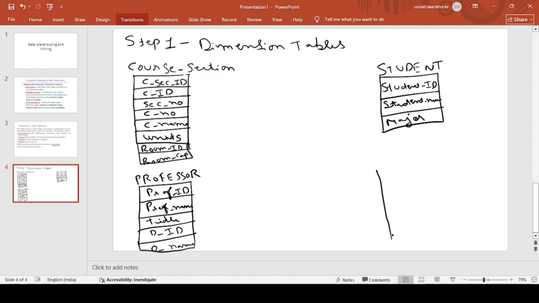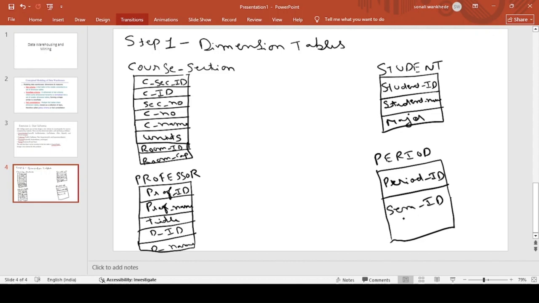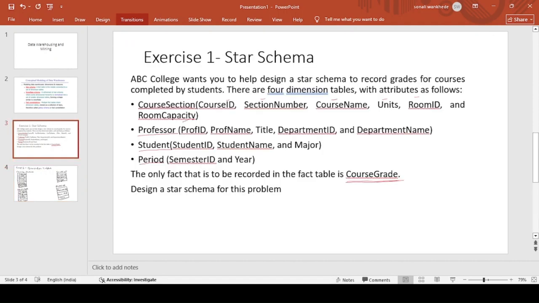The fourth dimension table given in the question is period. The attributes here are period ID, semester ID and year. Okay, so now I have created all the four dimensions as given in the question. I have created four dimension tables. Now what else is given?